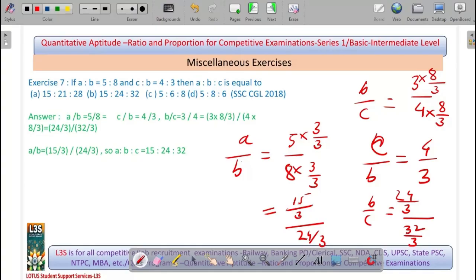Now the 3 we can cancel. Then we can see here A is 15, B is 24, and C is 32. So the ratio A, B, C will be 15, 24, 32. This is the correct answer.